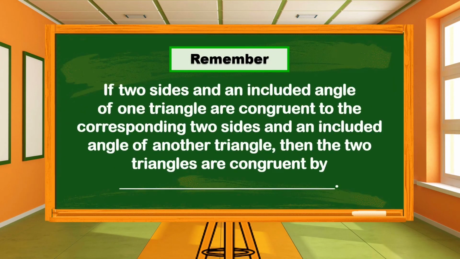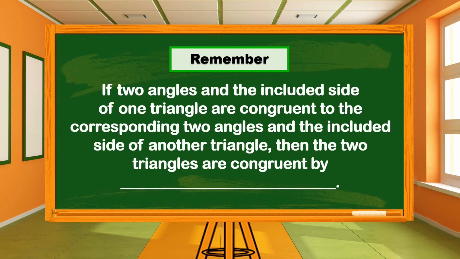If two sides and an included angle of one triangle are congruent to the corresponding two sides and an included angle of another triangle, then the two triangles are congruent. By what postulate? Very good! By SAS congruence postulate.